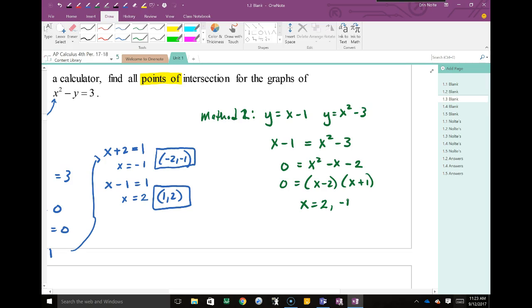How do I come up with their corresponding y's? Plug them in. I like that left-hand equation best. So I do 2 minus 1 to get 1. So that one gives me 2, 1. And negative 1 minus 1 is negative 2. I was using the first one, the first equation.